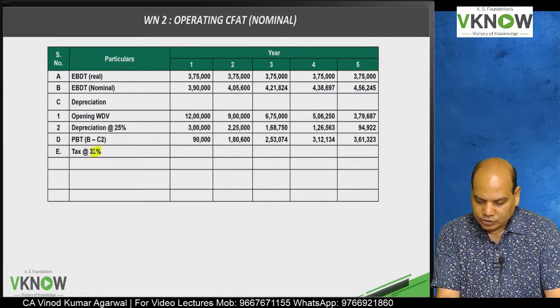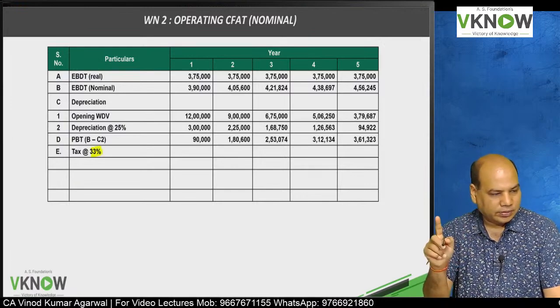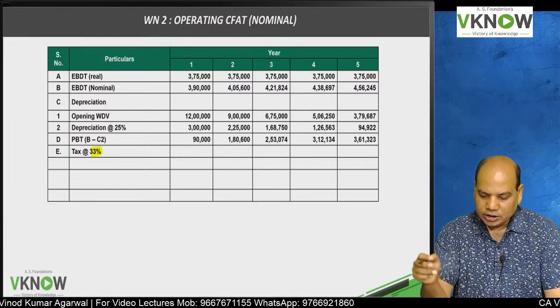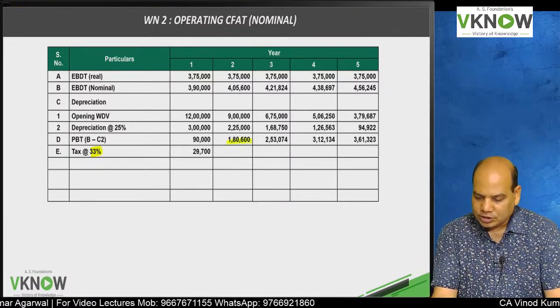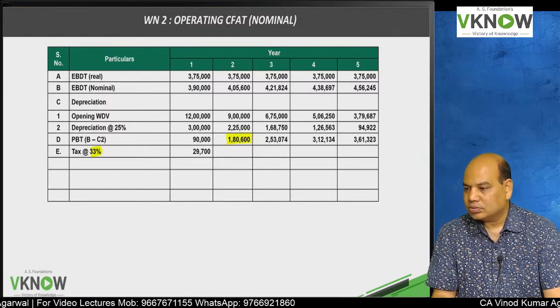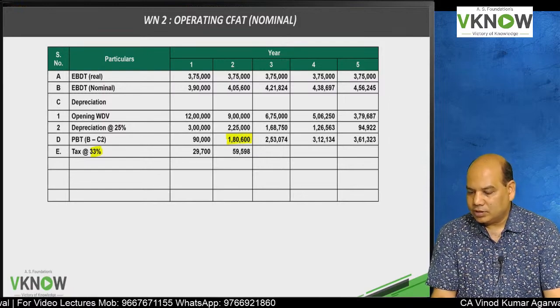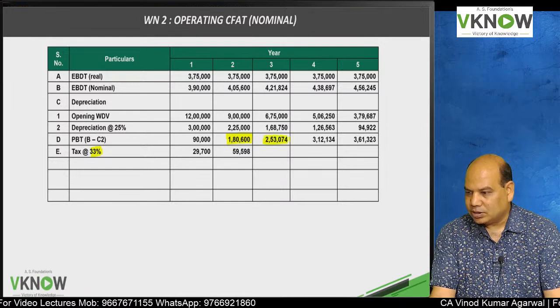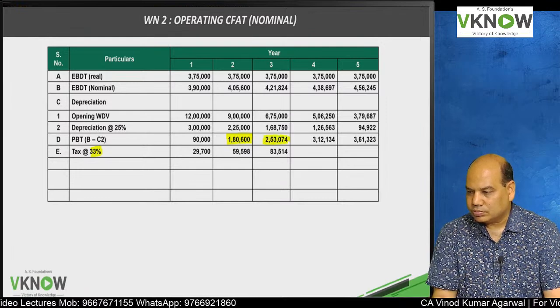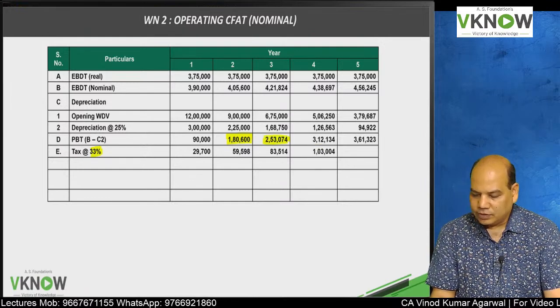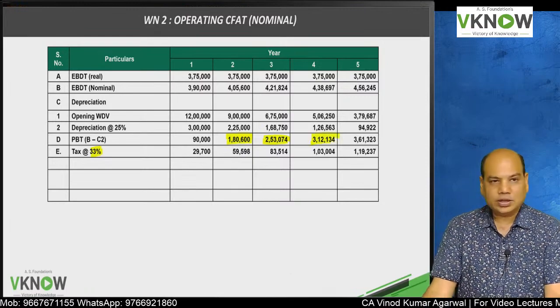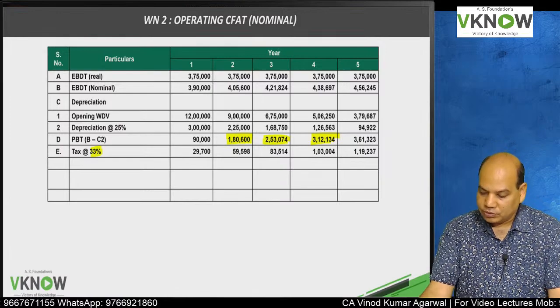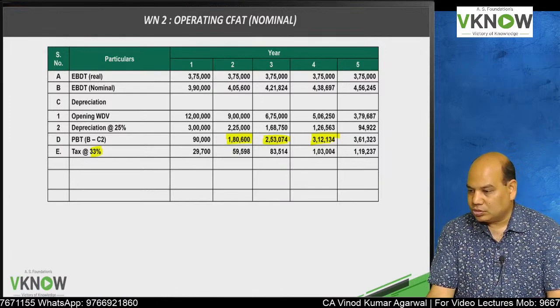Shortcut. First you type 0.33 into 90,000, 29,700. Type this number, press equal to 59,598. Type this number, press equal to 83,514. Type this number, press equal to 1,03,004. Last one, 119,237.